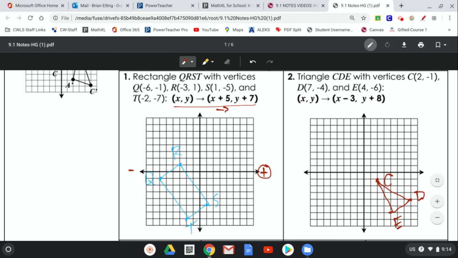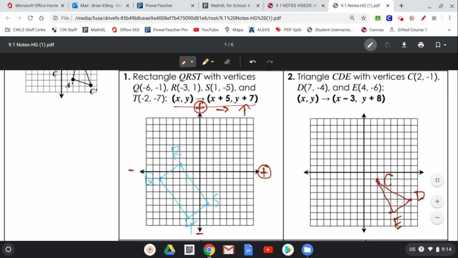And y plus 7, well, on the y-axis, this would be the positive direction right here, and this would be the negative direction. So we are moving up. So that's kind of how I think about it to set this problem up, because once you have the direction that you're moving, it's not that difficult. You're saying x plus 5, y plus 7. So we take this coordinate R, and we move it to the right 5, and we move it up 7.